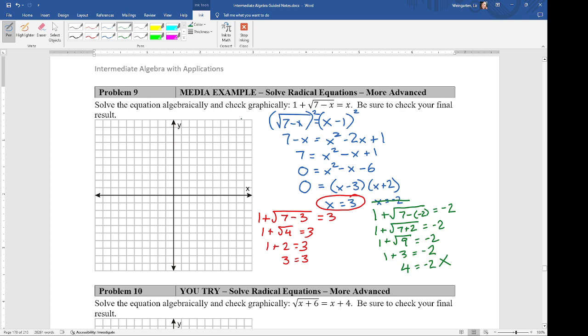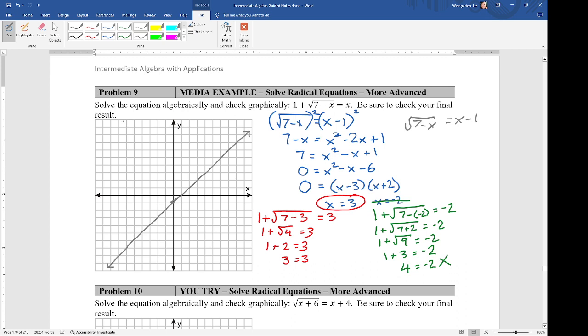And now we are going to graph this equation. I am going to isolate the variable before I graph. So I get the square root of 7 minus x is equal to x minus 1. So graphing x minus 1, it's going to go through these 2 points. I'll try to draw a straight line. There we go.